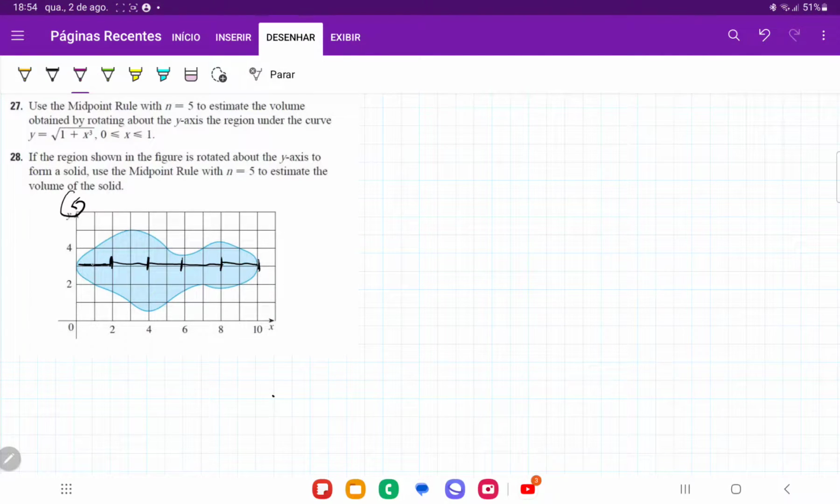Now, using the midpoint rule, they want us to take the midpoint and evaluate the height at each midpoint. So the first midpoint is at 1, right? So between 0 and 2. And this height here is 2. It goes from 2 to 4. So we're taking this height and then we're extending it out to that interval. So that is the first interval, right? That has a 2 by 2 section.